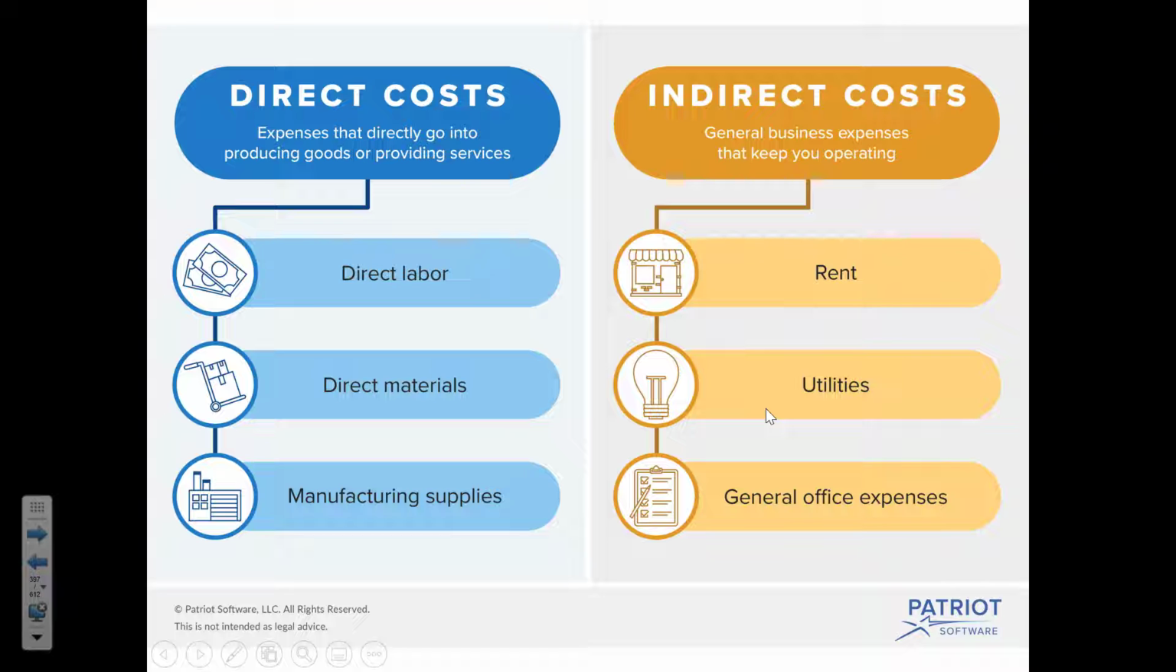Whether people are working one shift or working two shifts, if the facility is going to be lit around the clock, then the utility costs in that aspect would be considered indirect because it's not tied to a certain level of activity.